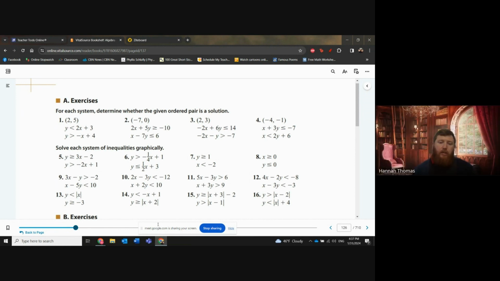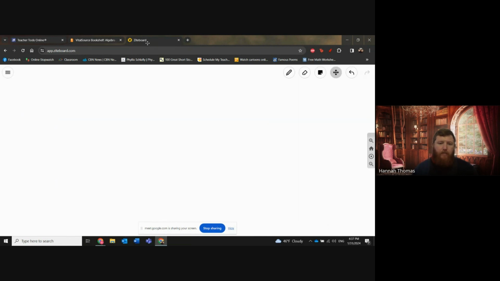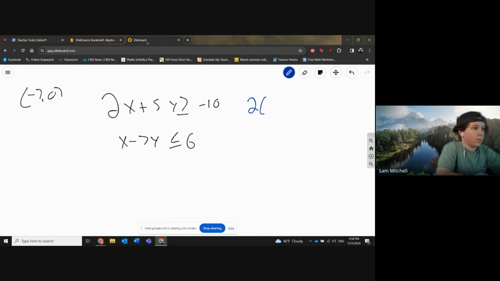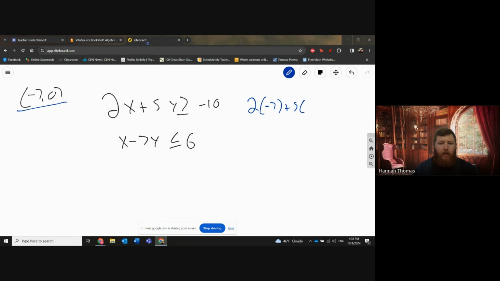You're just going to substitute and solve. For number 2, you have 2x plus 5y is greater than or equal to negative 10, and you also have x minus 7y is less than or equal to 6. You were told the solution is negative 7, 0. In order for this to work, it has to be true for both equations. For the first one, we're going to substitute. What's the value of x? Negative 7. And what's the value of y?